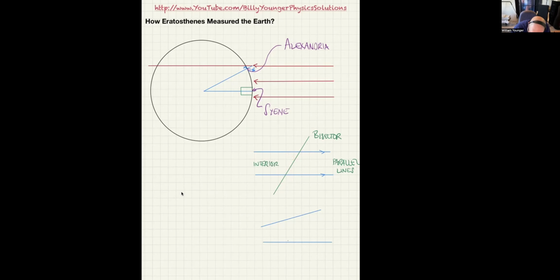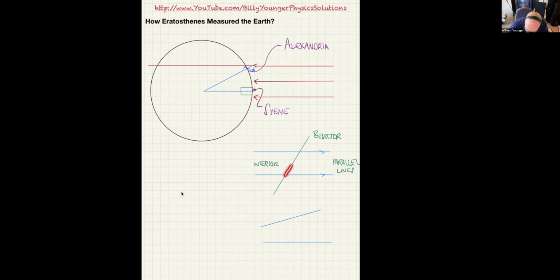So all these angles, this one, this one, this one, this one, and this one, are all interior angles. We've already learned that corresponding angles are equal, but what we're now going to point out is that alternate interior angles are equal as well.